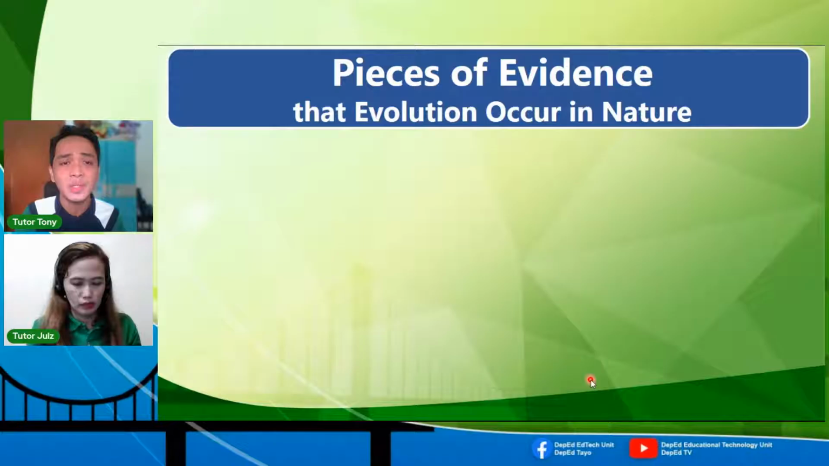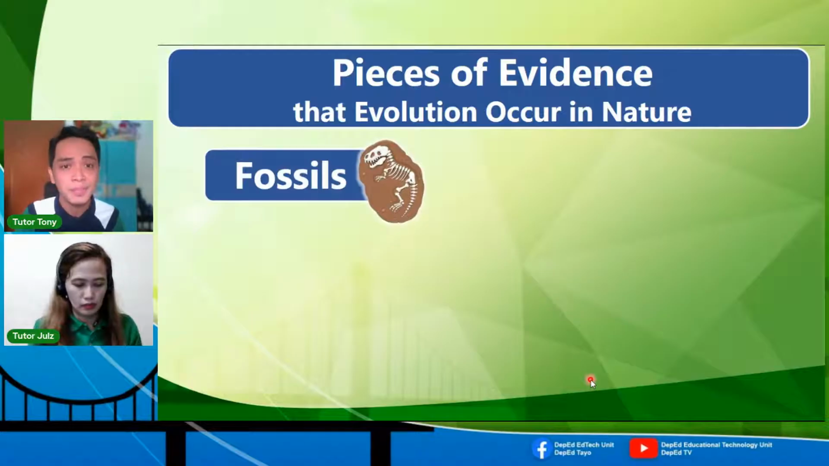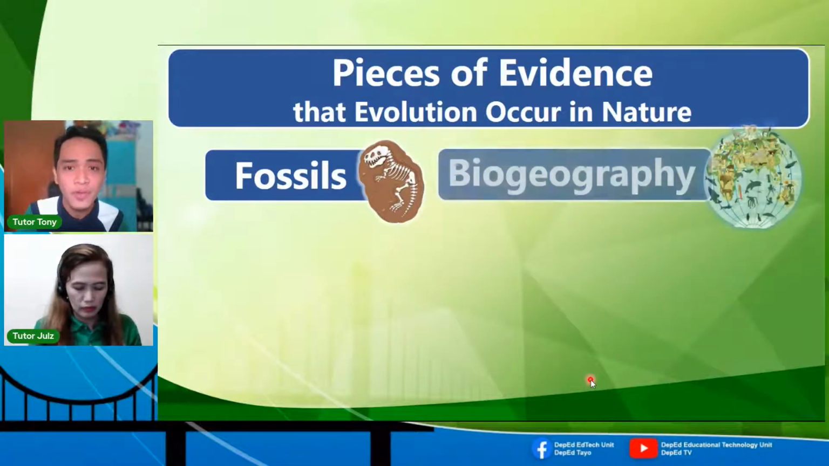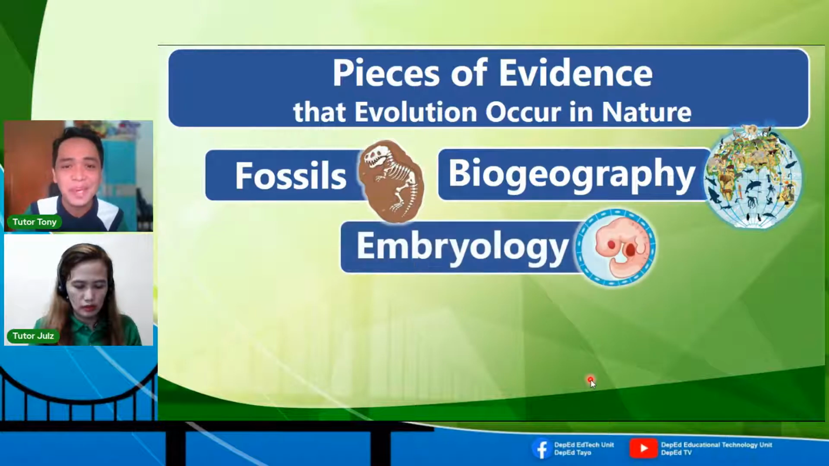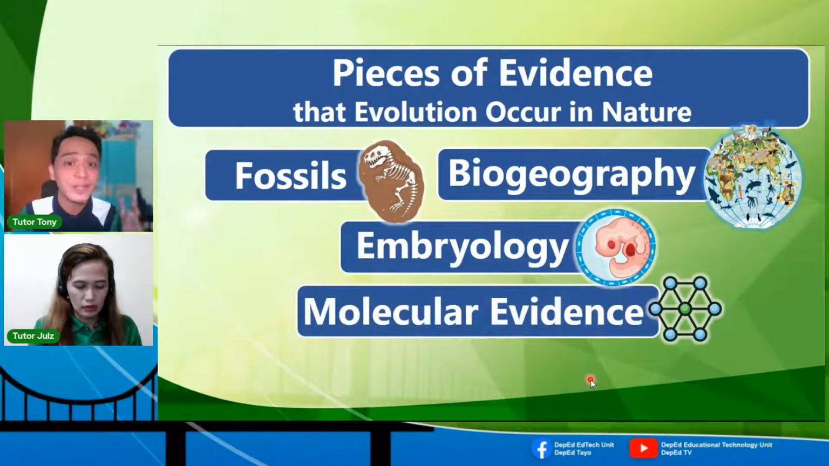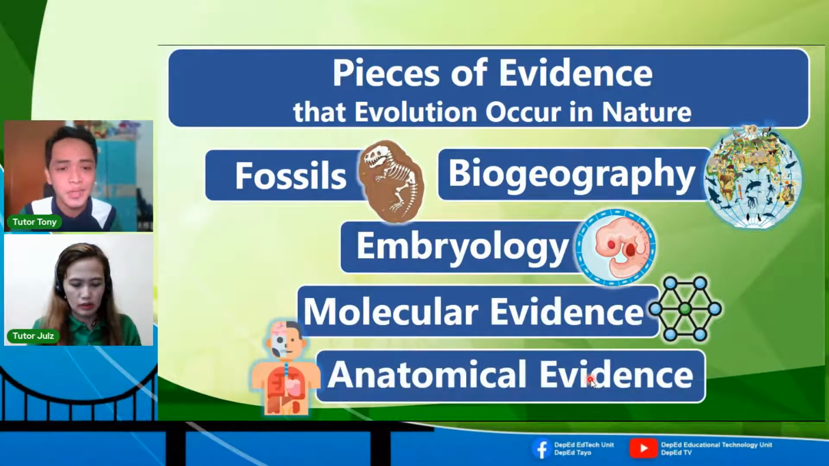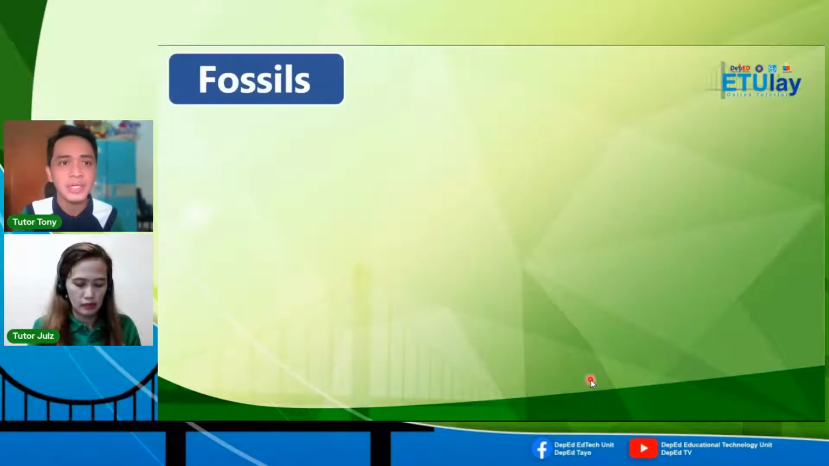But first, let's take a look at the different pieces of evidence that evolution really happened or occurs in nature. Please take note, because this is our first activity, revolving around the different pieces of evidence. We have fossils, biogeography, embryology, molecular evidence, and finally the so-called anatomical evidence. We are now ready to take a look at each, starting with fossils.